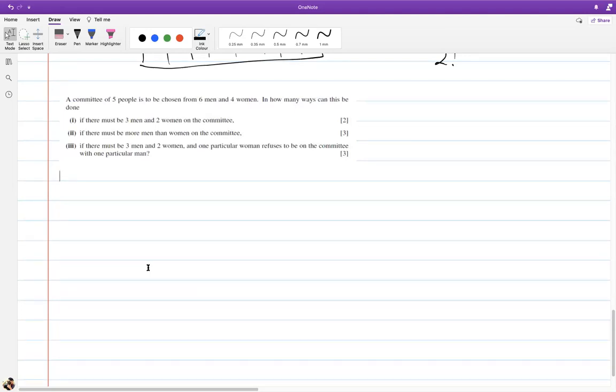So let's see. A committee of 5 people is to be chosen from 6 men and 4 women. So you have 10 people, 6 of them men, 4 of them women, and you're going to choose 5 of them. So now you are not selecting all of them. You're basically canceling out those that you're not selecting. So if you go with the slot method too, you can cancel out the ones you are not picking, or you can simply go with the permutation combination one.